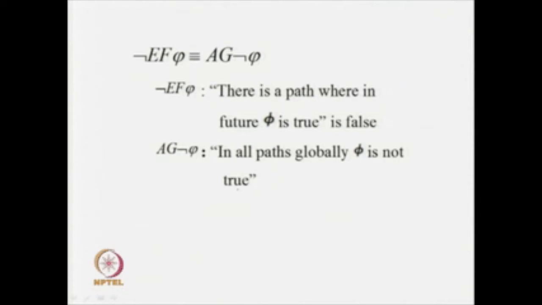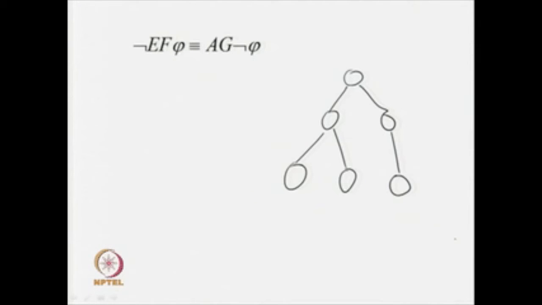Of course, you can get the intuitive feeling that yes, it is true, because there does not exist any path where phi is true, and it happens that in all paths globally not of phi must be true. Again, just come back to look into some model, because we are going to define the meaning of this CTL formula on a model. So, you just see that there exists a path in future phi is true and the negation of this one is true in this particular state S, and A G globally not of phi. So, in all paths globally not of phi.